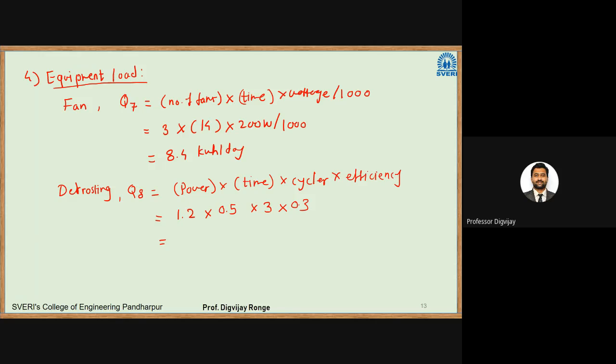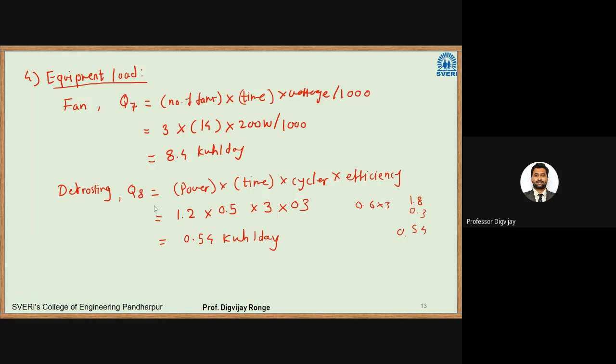This will be 0.6 into 3, which is 1.8. 1.8 into 0.3 is 0.54. So this will be 0.6 into 3, 1.8, into 0.3, that will be 0.54. Okay, 0.54 kilowatt hour per day.